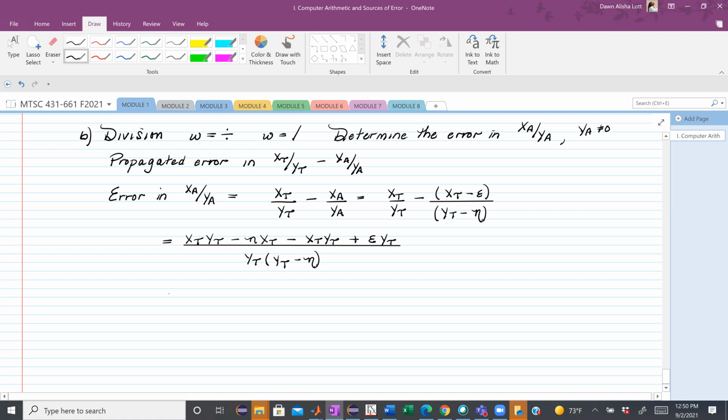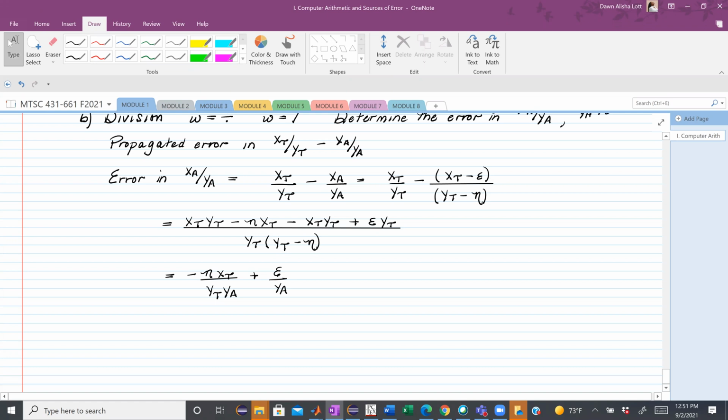All right, so when we simplify this, the X true, Y trues drop out, and I get minus eta X true over X true YA. I'm sorry, Y true YA, Y true Y approximate. And then I'm going to get plus epsilon, and that is simply over Y approximate. All right, so that is the true error.